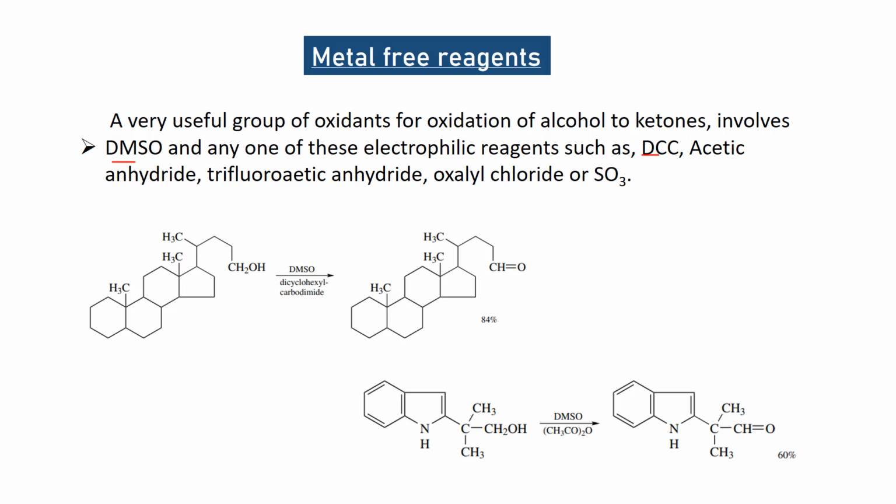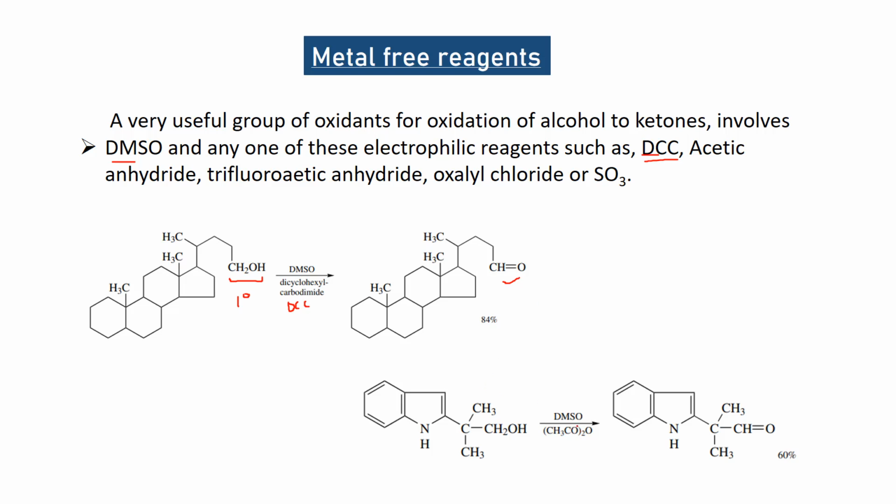Here I have shown one of the examples. Here they use DMSO and DCC, the full form of which is dicyclohexylcarbodiimide. If we use DMSO and DCC, it will oxidize the alcohol to aldehyde. Now you have to find the alcohol. There is an alcohol group, and as this is primary, it will be oxidized to aldehyde. The mechanism we will discuss after this.